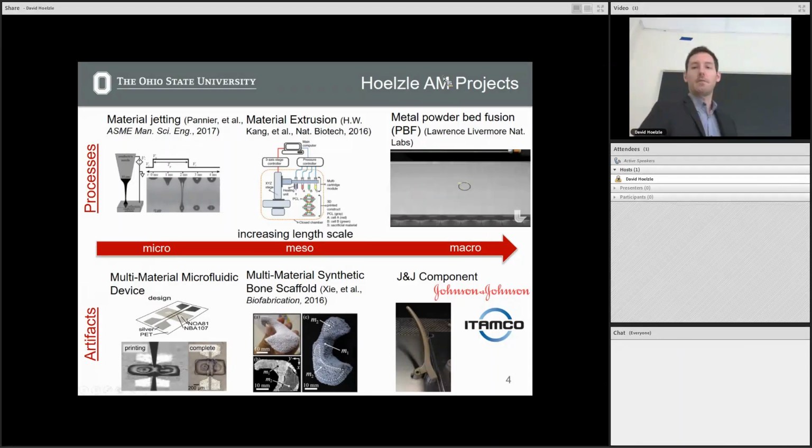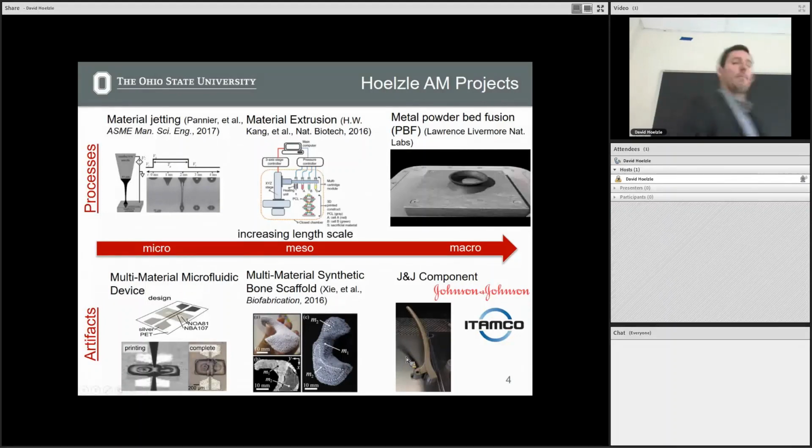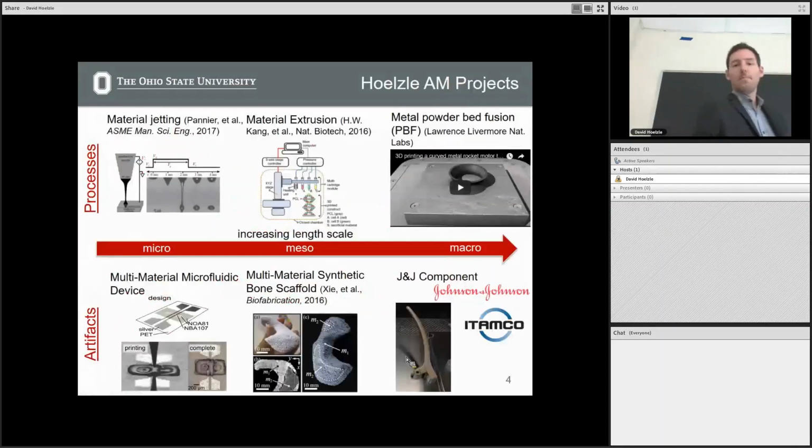So once you melt, you can see my cursor now, right? Okay, so once you melt that region, then you use a recoater blade to put more powder here, and then you build this up in a layer by layer fashion. So what you'll see, I'll pass this around.